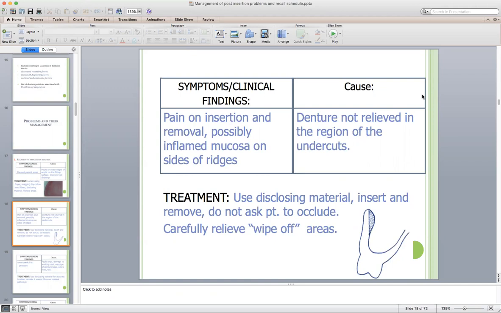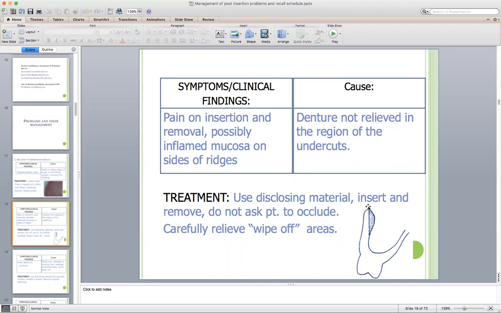Now, what is the cause behind this? The denture is not relieved in the regions of the undercut. As you can appreciate in this diagram, there is an undercut. This is a ridge area and this is a denture flange. If the shaded area is not relieved, then while removing the denture it will create friction against the mucosa of the ridge and will ulcerate it. So it's very important that the undercut has to be relieved.